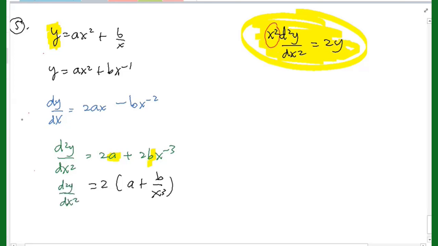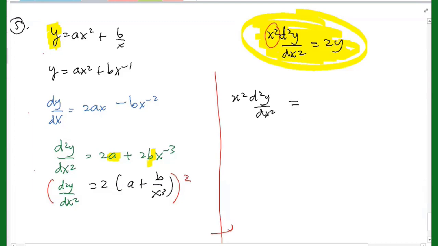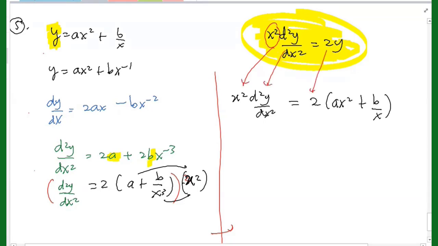This one has no x squared, so just rewrite. Multiply x squared to both sides, and we get x squared d squared y over dx squared is equal to, multiplying both sides, 2 times a x squared and this one plus b over x. Settle. Then check, oh, this one is the same. This is not equal. So the problem is how to get rid of y.